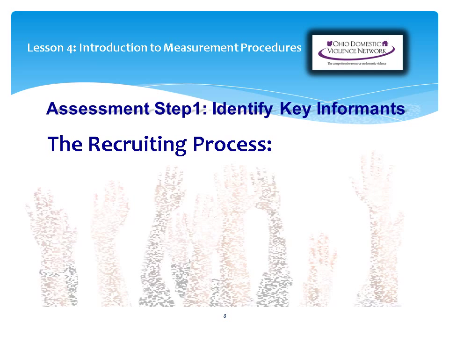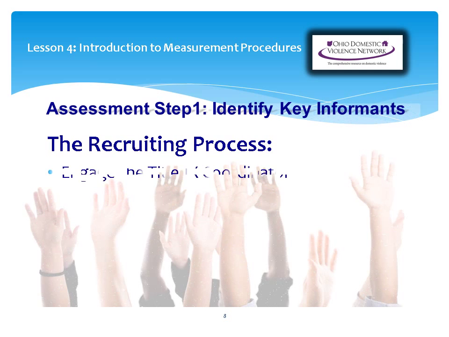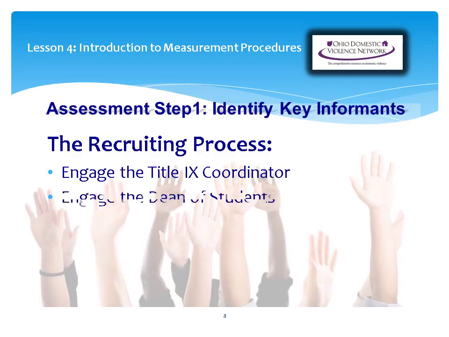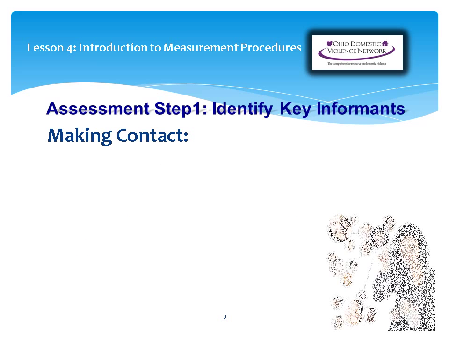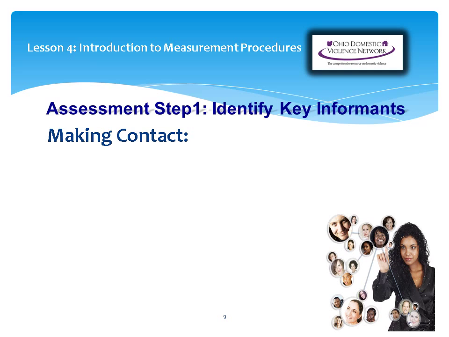Another key to identifying key informants is to engage the Title IX coordinator or Dean of Students on campus to help. Have a face-to-face conversation, phone conversation, or an email exchange with one or both and brainstorm a list of possible recruits. Then, create a short list of identified key informants for interviewing. Once you have your list and the alignment of the Title IX coordinator or Dean of Students, you can begin making contact and letting key informants know they've been recommended for an interview.